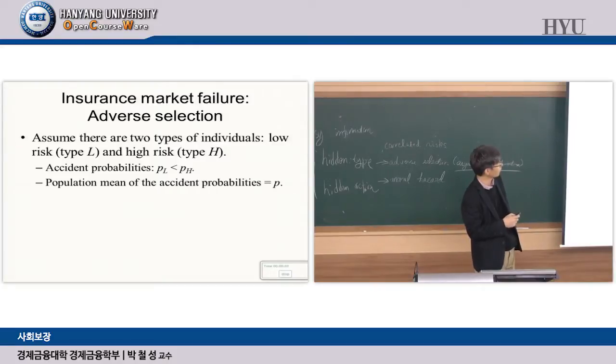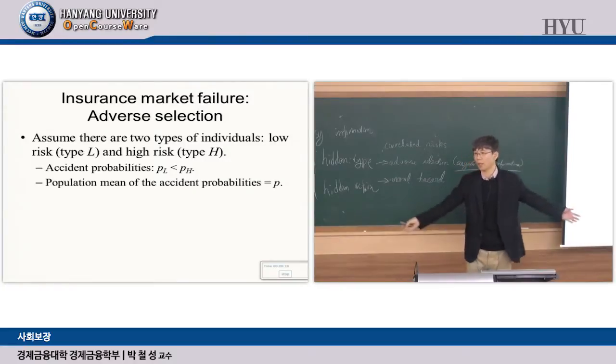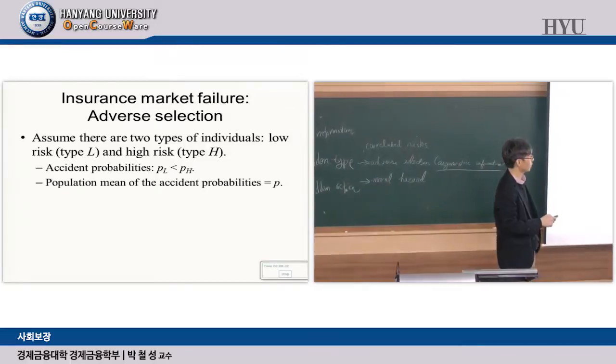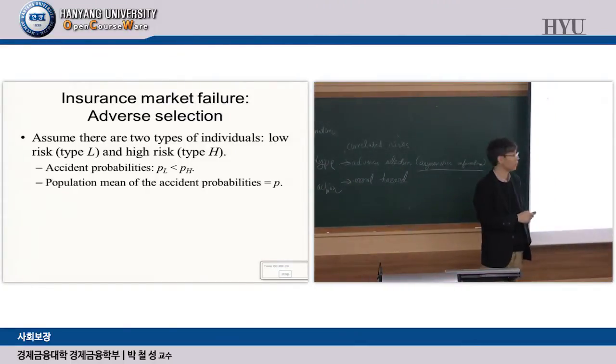Or these are like homeowners insurance, like living in places where earthquakes can happen, and living in places where earthquakes rarely happen, something like that. Now, we see the accident probability is lower for the low type than the high type. And then we actually know the population mean of the accident probability. So we lump all of them together, and then we can calculate the accident probability as P. So P is obviously between PL and PH.